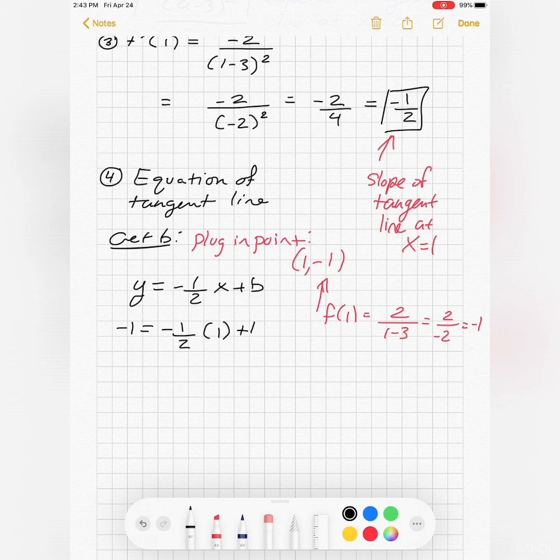The x is 1, the y is negative 1, and the slope is negative a half. Solving for b, add the 1/2. Looks like b is negative a half. Okay, so therefore, the equation of that tangent line would be negative a half x minus a half.